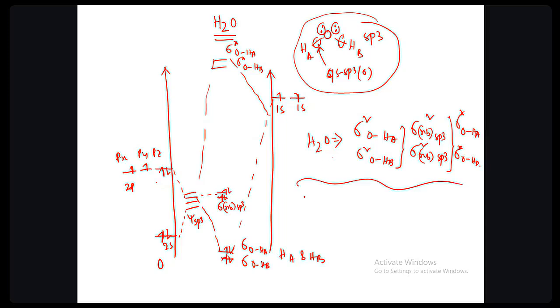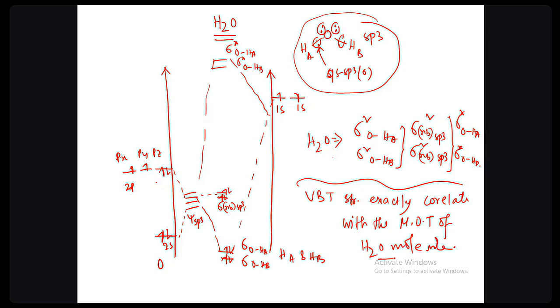So the VBT structure exactly correlates with the MOT of the water molecule. That is the justification. That's why MOT is so important, so it can justify. Okay, so that's all about your molecular orbital theory. We have discussed.